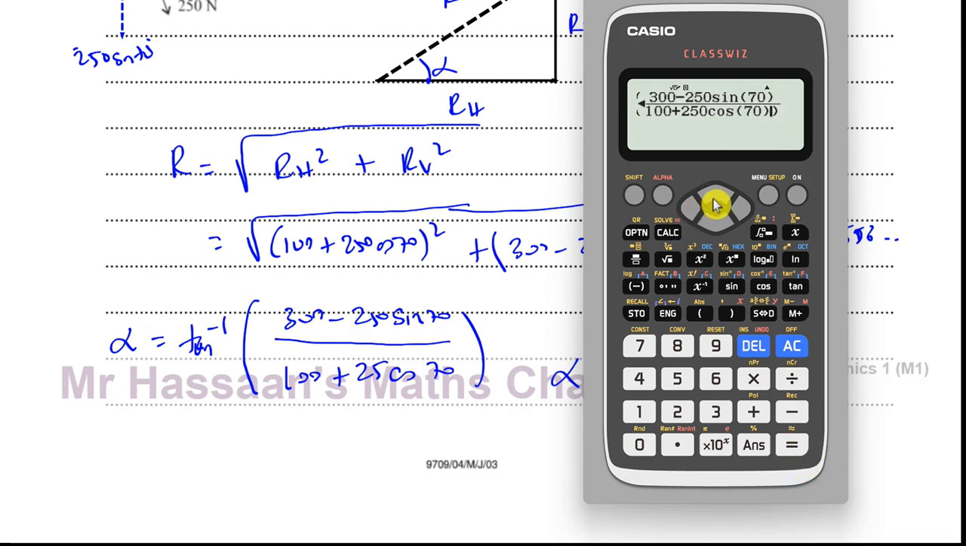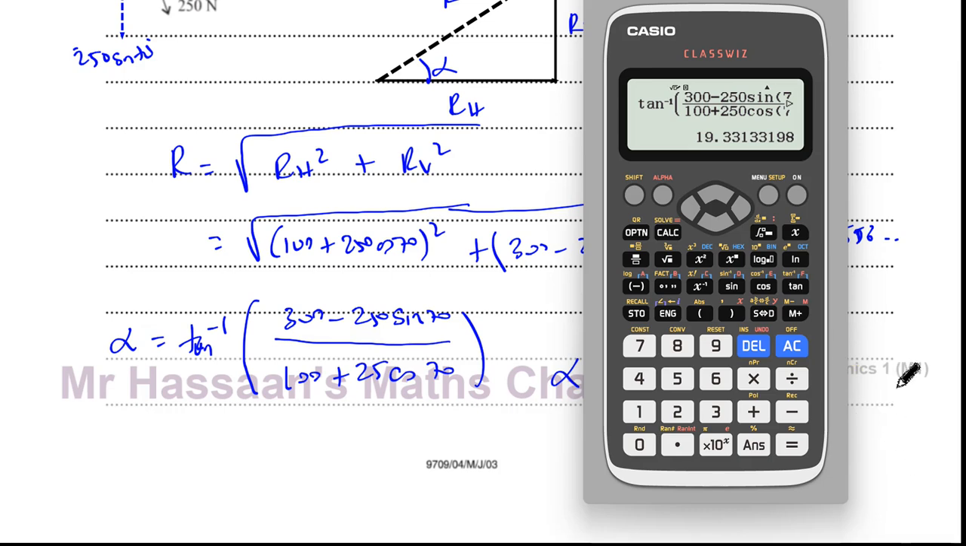Oh, this time I got a syntax error. What did I do wrong here? Let's have a look quickly. Inverse tan 300 minus 250 sine 70. I forgot the bracket on top here. No, what I've done is this bracket here. Sorry about that. Should be a big bracket at the end. This should work now. Yes, it does.